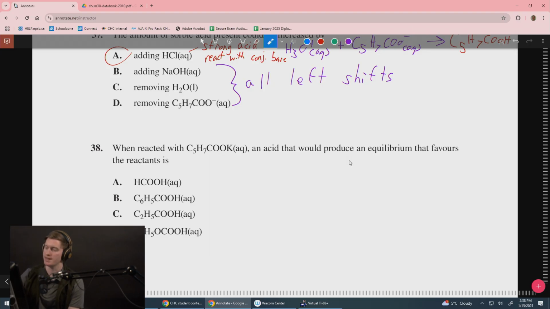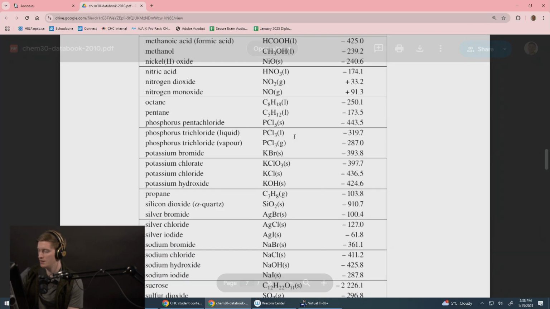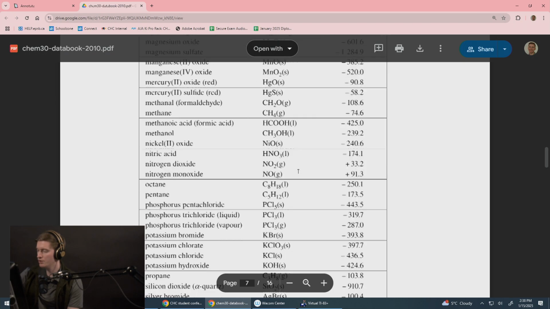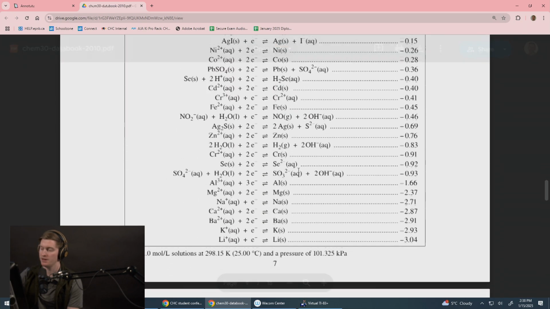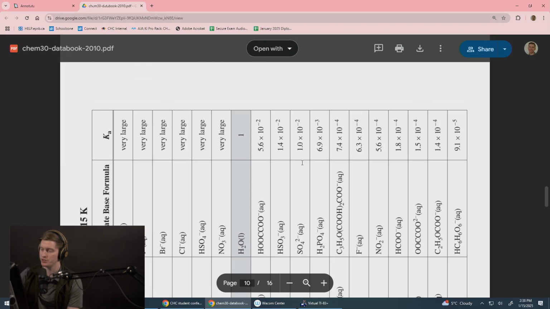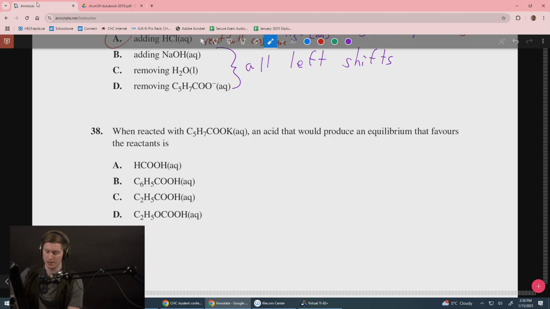Now, this is going to use the acid-base table, which my PDF here, I don't know if I have a good way of rotating it. But if you have your data book with you, you've got this acid-base table, which is sideways here. But you're going to use it somewhat similarly to the redox table. If the acid on the table is below the base, then you are going to favor the reactants.